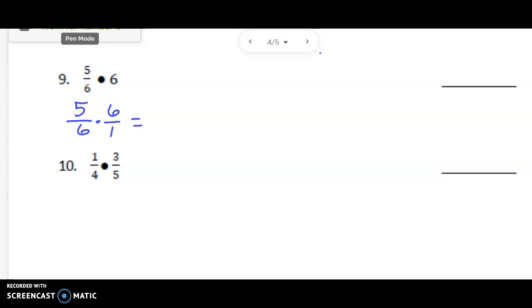Now, you multiply straight across, or you can do the shortcut. We'll do that in a second. 5 times 6 is 30. 6 times 1 is 6. 30 divided by 6 is 5.